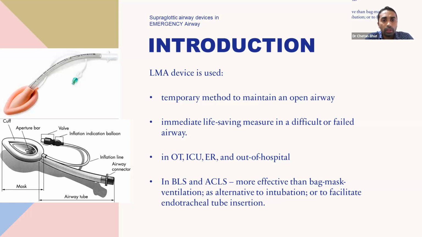Coming to the parts of an LMA, how it looks: it is a tube where one end of the tube can be connected to the standard airway connector, where we can connect to the Bain circuit or ventilator circuit. This is the airway tube, which has a conduit for the passage of air.